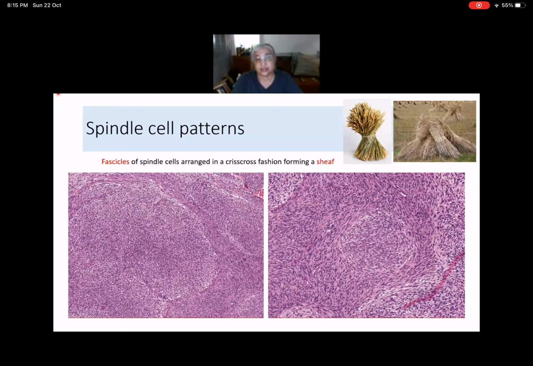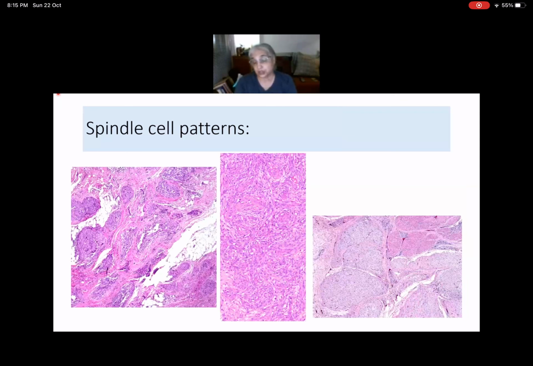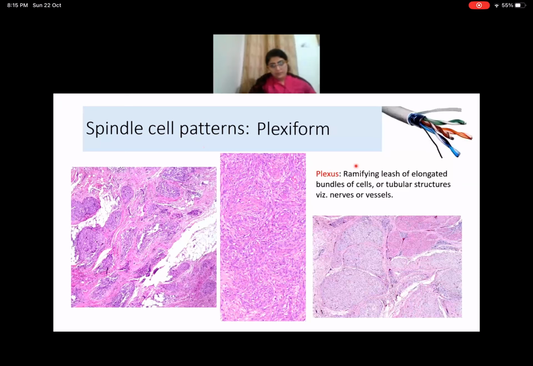So this is what you call a sheaf. And you see many of these in neural tumors. You don't really see them in other kinds of tumors. Some other tumors show it. Fascicles can be seen in so many spindle cell tumors, smooth muscle tumors, etc. But this is very often seen in neural tumors. Now here is another common pattern that you see in neural tumors.